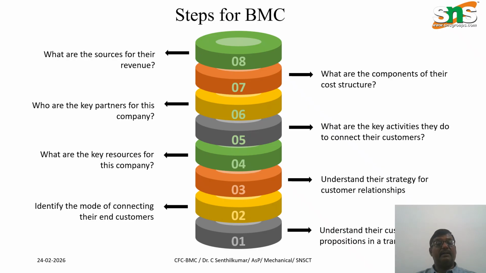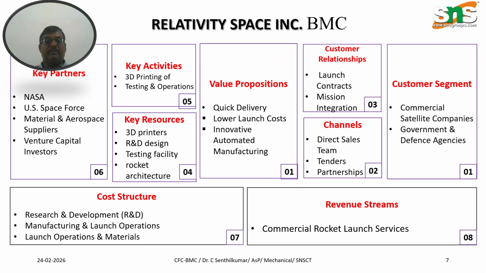The sixth step for the BMC is who the key partners of this company are. The seventh step is what the components of their cost structure are. The eighth point is what the sources of their revenue are. We are going to see all these eight steps elaborately in the upcoming slides. So the Relative Space Incorporation BMC is connected with these eight key points.